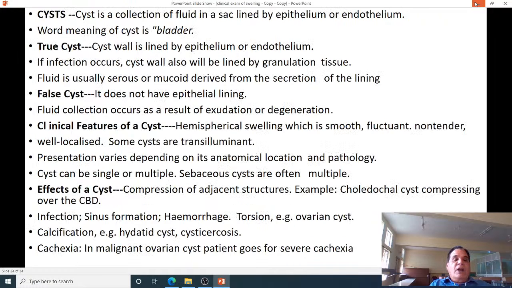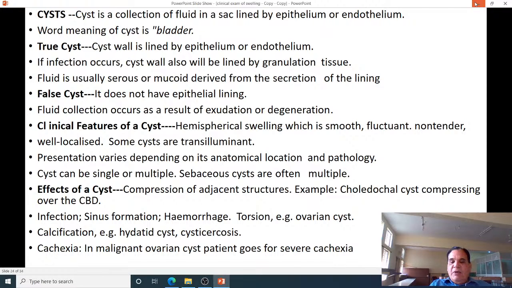Okay. Now comes the commonest diagnosis: cyst. Cyst means bladder. It is a collection of fluid in a sac lined either by epithelium or endothelium. By definition, it can be a true cyst or a false cyst. A true cyst is lined by epithelium. A false cyst does not have epithelial lining. So a false cyst is a pseudocyst.